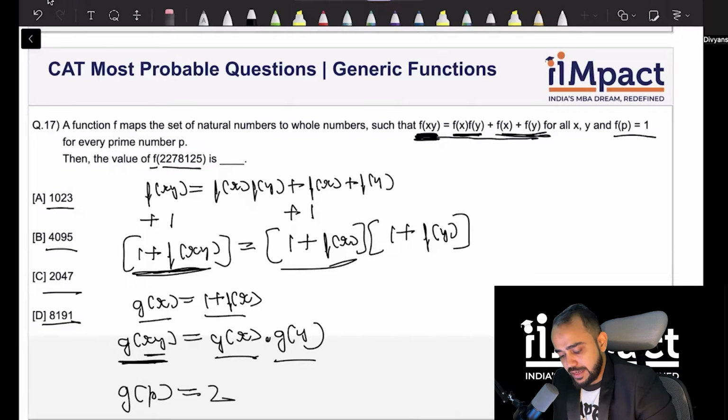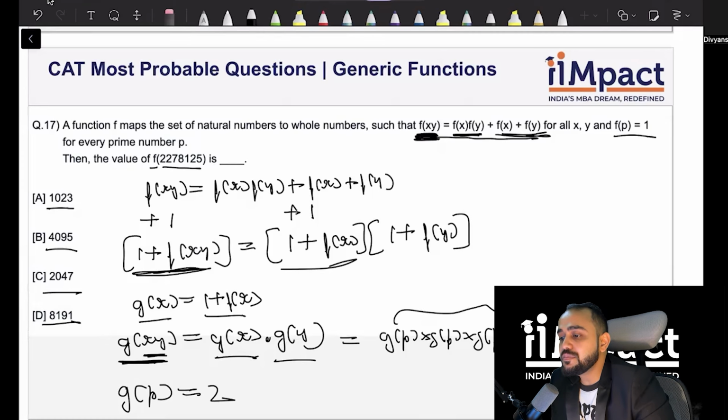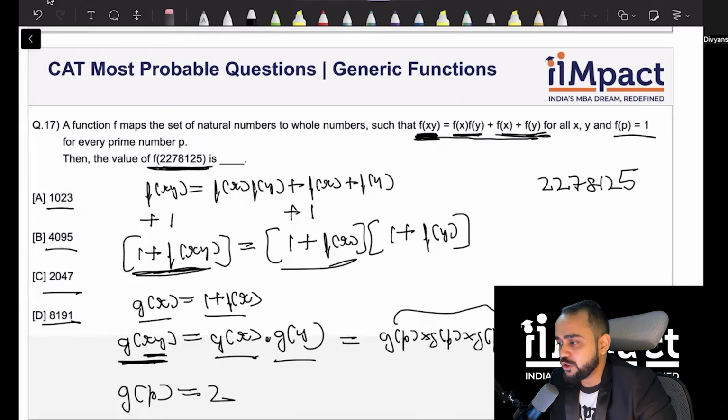So I will use this rule now. Basically, if xy is something that I'm giving as an input, and if I can keep on factorizing it, I will essentially get to a position where I can write this as g of p into g of p into g of p. How many times? The number of primes it takes to make my xy. So that is what this question reduces to. I need to convert this into its prime factors. So I will quickly do that.